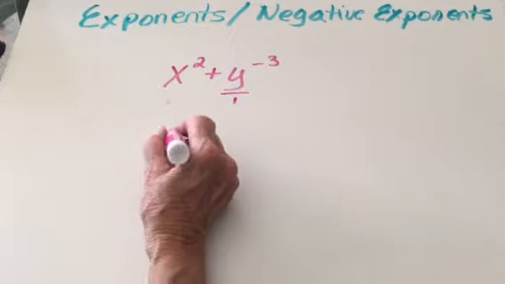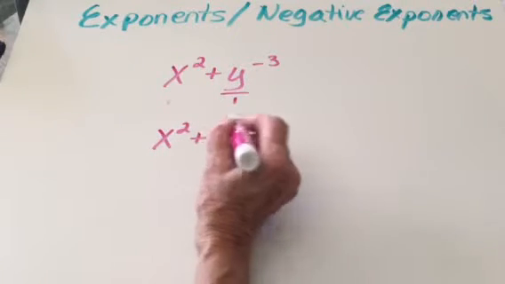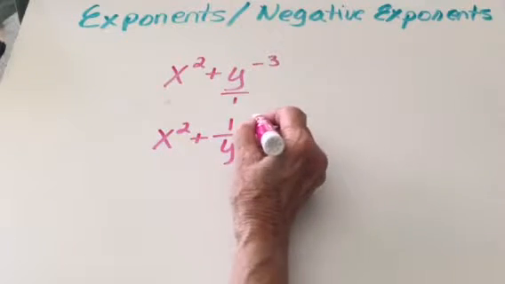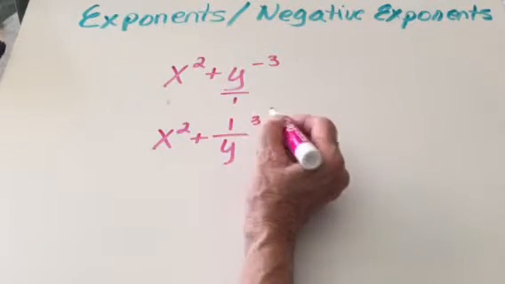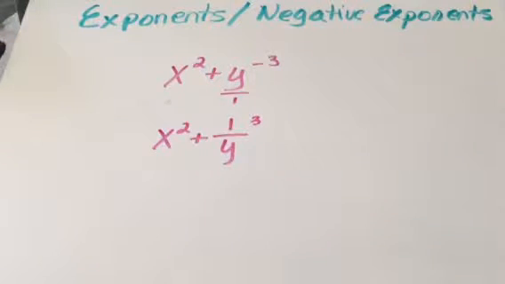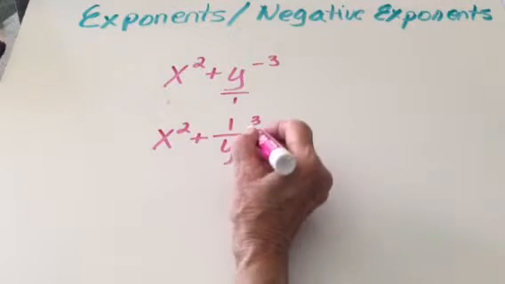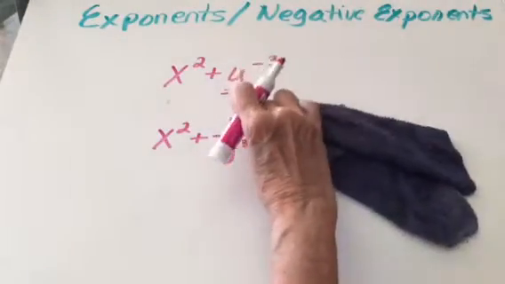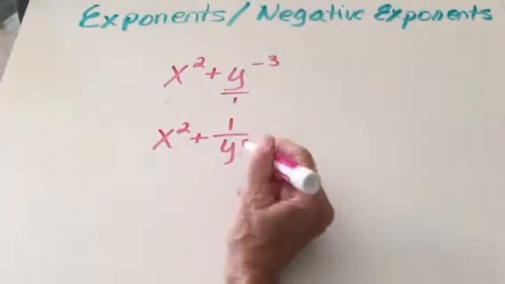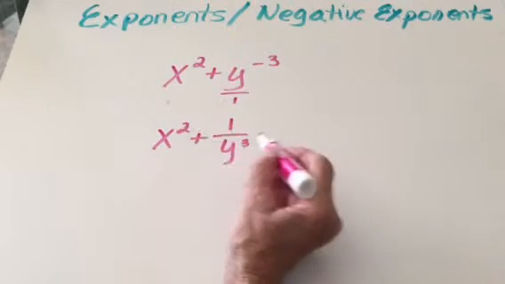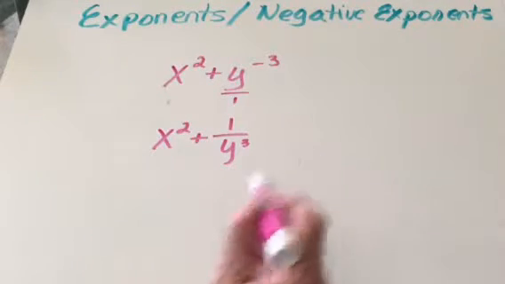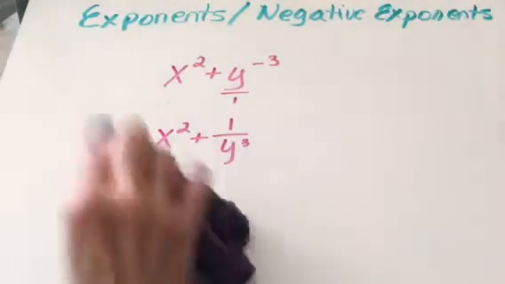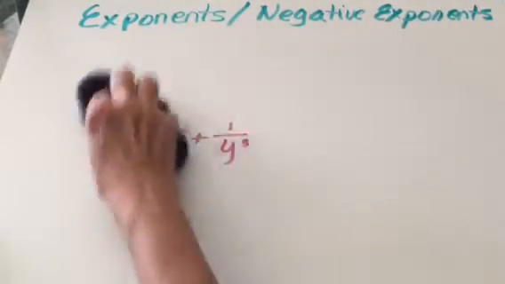So we're going to have x squared plus 1 over y to the third power. That's how we have to write that. I could have put that 3 down here too. It might be easier for you guys to see it if I do it like that. But do you see now how both of the exponents are positive? We have to have positive exponents. We can never have it where it's not a positive exponent. All right, let's do another one.